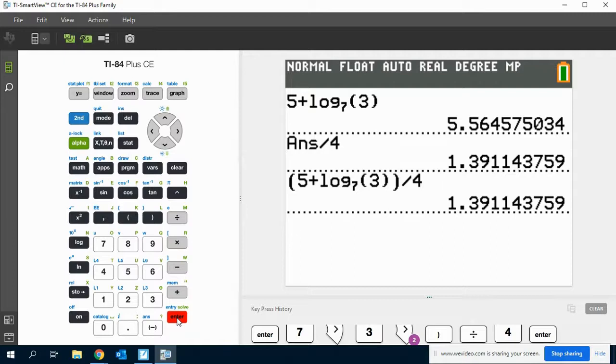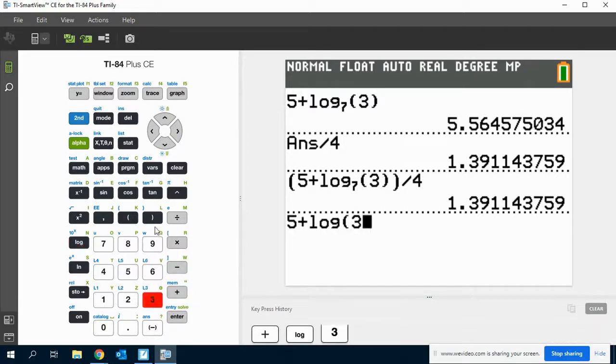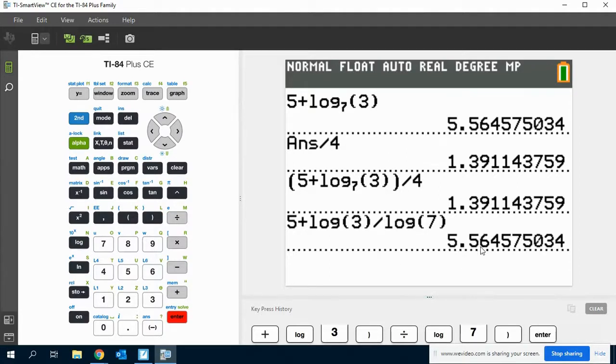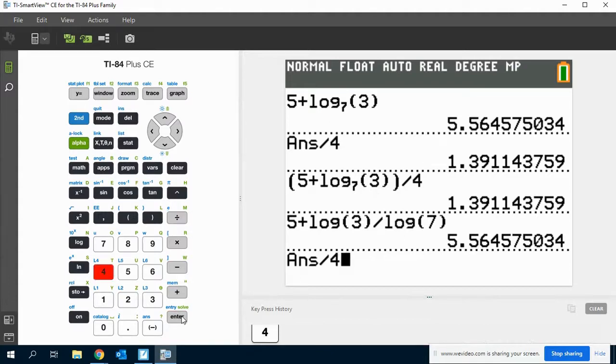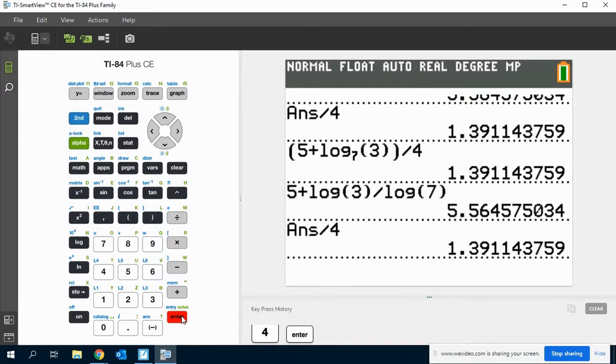Now, a lot of these problems won't be calculator problems on the test. You'll just leave them as 5 plus log base 7 of 3 divided by 4. But just in case there is a calculator question, I want to make sure I know how to do it. What if my calculator doesn't have the log base? Well, I can do 5 plus log of 3 divided by log of 7. And then I'd get that 5.56 thing, and then I can divide it by 4. And likewise, I can use big parentheses to go around that whole thing and divide it by 4 if I wanted to do it all in one line.